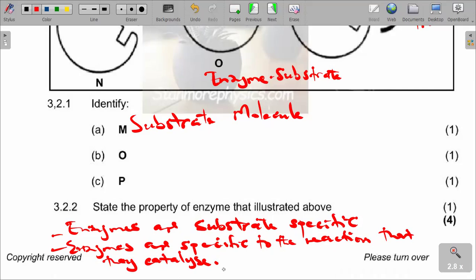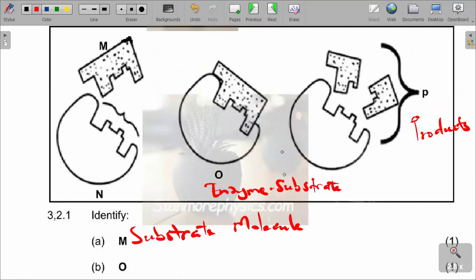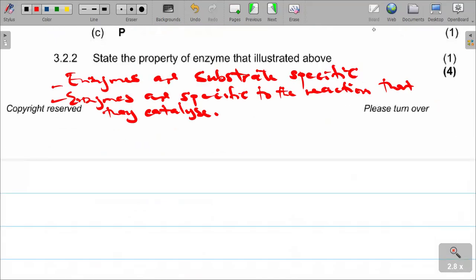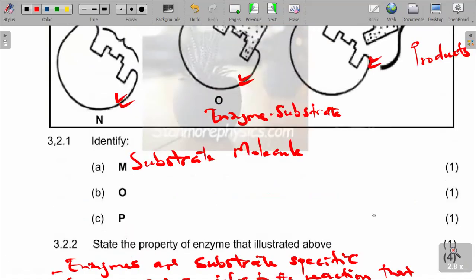And of course, we can also check here again, enzymes do not change after the reaction. You can see it does not change after reaction. Enzymes do not change after reaction.